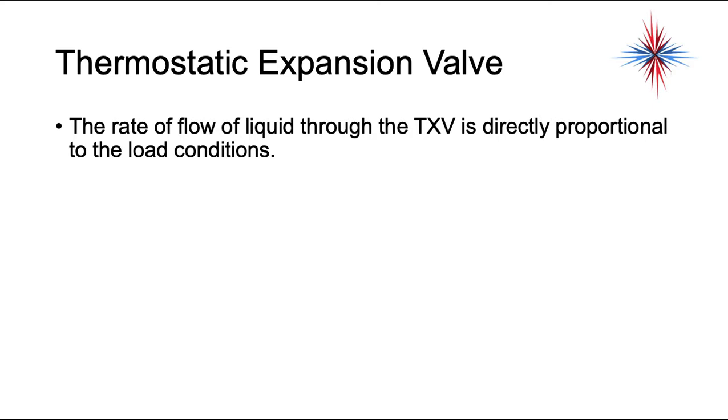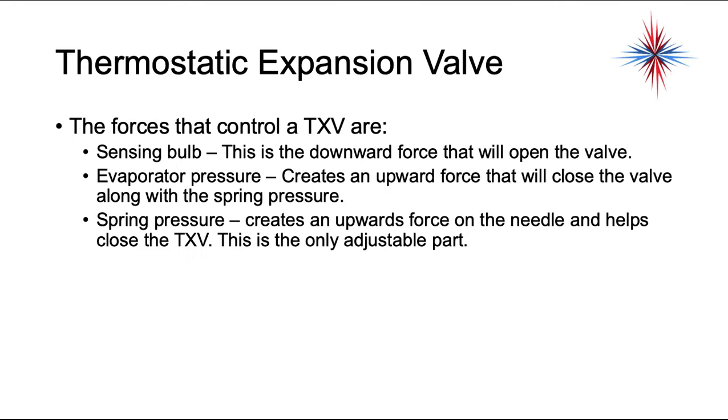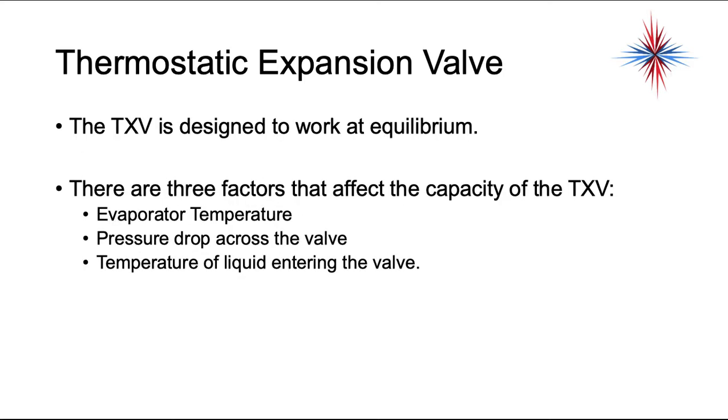The rate of liquid through a TXV is directly proportional to the load conditions. The force that controls the TXV is the sensing bulb. This is a downward force that will open the valve. The evaporator pressure creates an upward force that will close the valve along with spring pressure. The spring pressure creates an upward force on the needle and helps close the TXV. The spring pressure is the only adjustable part. The TXV is designed to work at equilibrium.